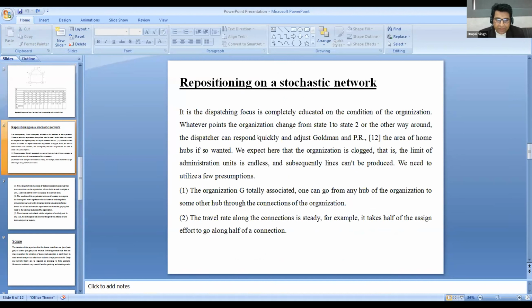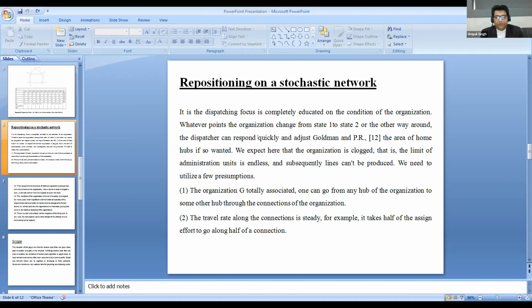Repositioning on a stochastic network, the dispatch center is completely informed on the condition of the network. Whenever the network changes from state 1 to state 2 or the other way around, the dispatcher can respond quickly and adjust the location of the home hub if so wanted. We assume here that the network is closed, that is, the capacity of the service unit is endless and subsequently queues cannot be produced.